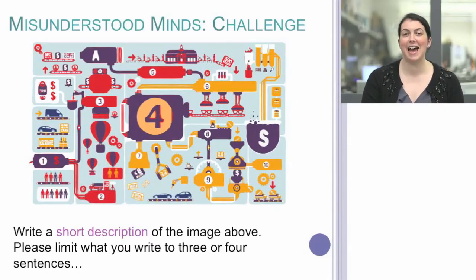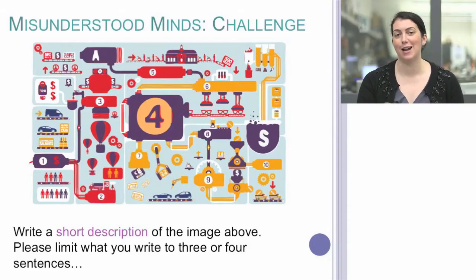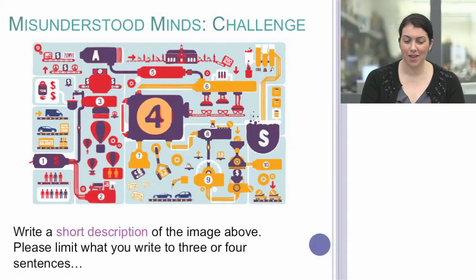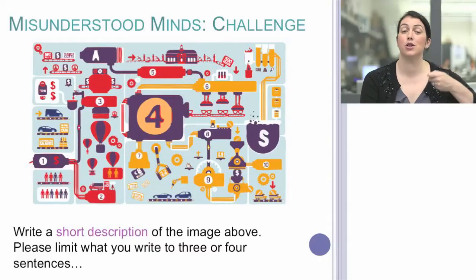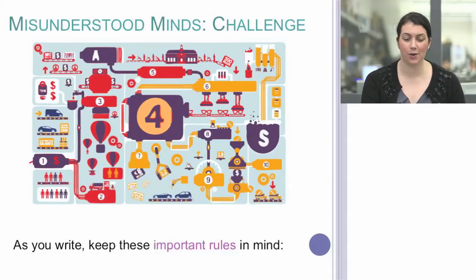Okay, so here's your task. I'm going to describe it and then we'll encourage you to pause your video to actually do the writing. So, I want you to write a short description of the image above. But please limit what you write to just 3 or 4 sentences using the following rules. Now keep in mind, our students with true writing disabilities would not be able to turn these rules on and off. We're just trying to simulate what they experience in their brain. So, keep these rules in mind.